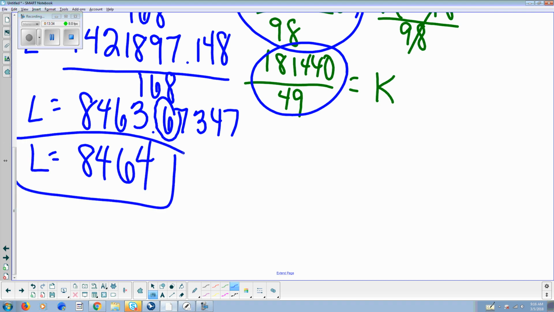I don't want to round before I get to that, because what if my rounding early makes this a 0.4? If that early rounding throws this off by 0.2 in the wrong direction, then I'm going to get an 8463 and my answer will be wrong. Okay? So do not round until the very end of this problem. Everybody understand? All right, let's move on. Can I move on? Okay.